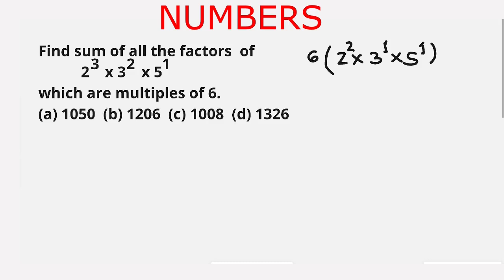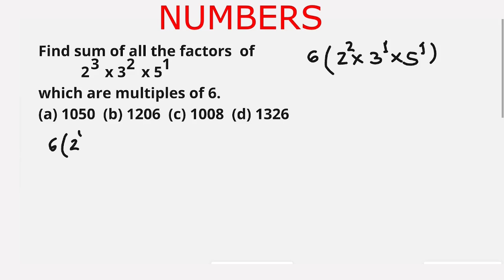Now we take the sum of all the factors of 2 to the power 2 multiplied by 3 to the power 1 multiplied by 5 to the power 1, and we multiply that by 6 so that we can find the sum of all the factors which are multiples of 6. So we write 6 multiplied by, we start from 2 to the power 0 and we go up to 2 to the power 2, as the given number is 2 to the power 2.